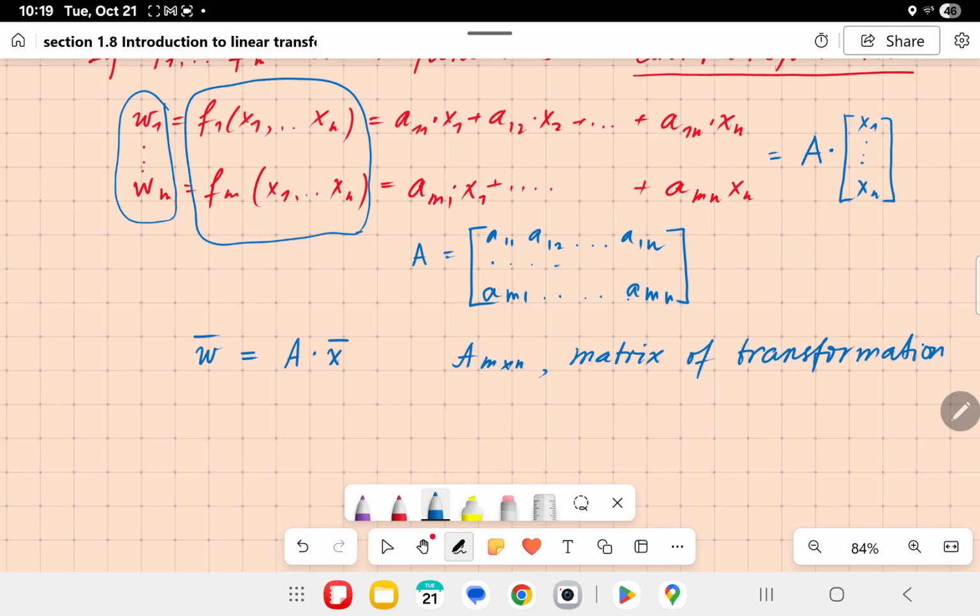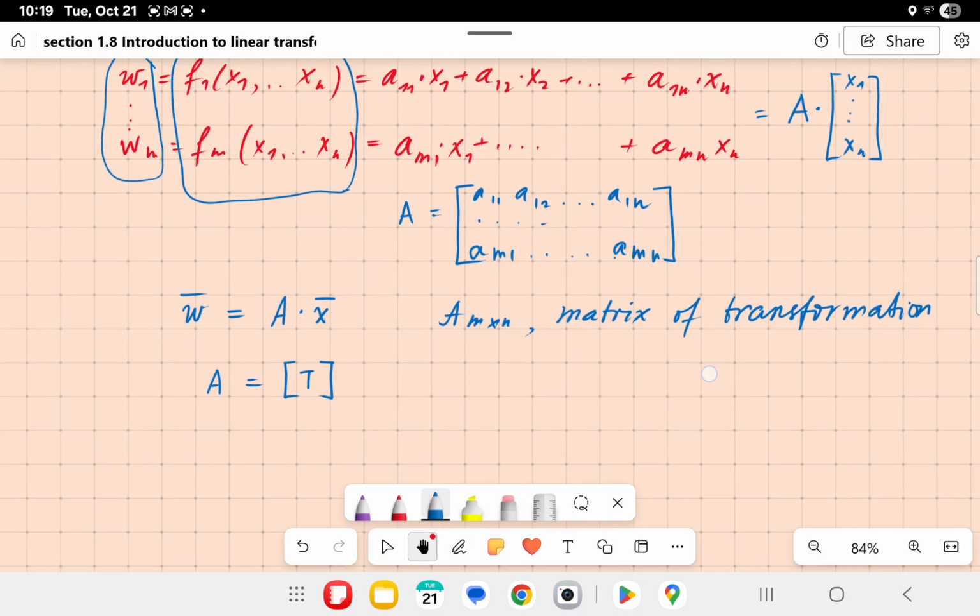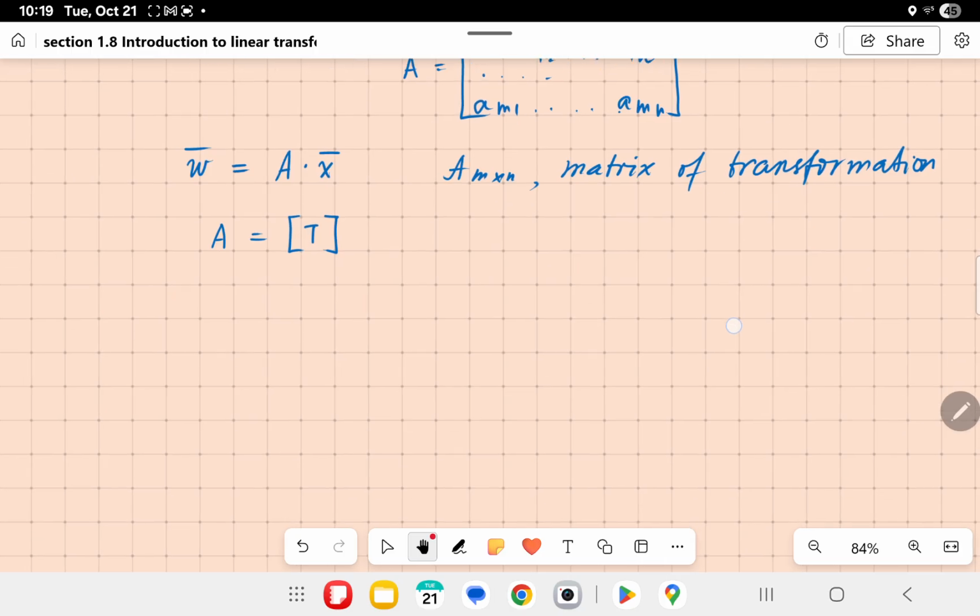This matrix of transformation can be written in slightly different ways. Sometimes people, instead of A, write T in brackets, and it means matrix of transformation. Why do we have T here? Because it's not just any matrix, but a transformation matrix. Let me show you an example of a transformation matrix and then talk a little bit about matrix operators.